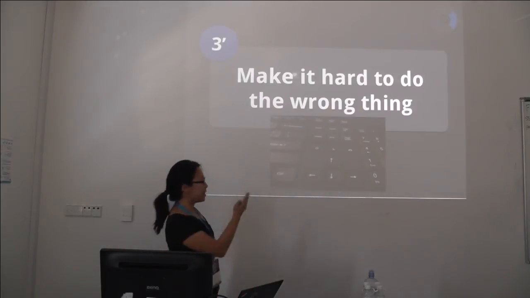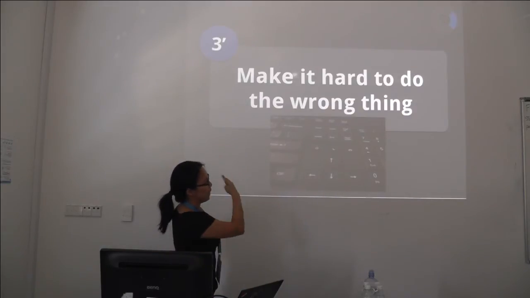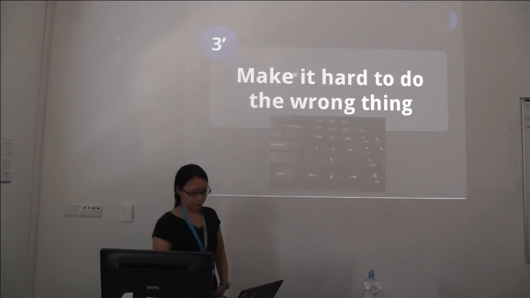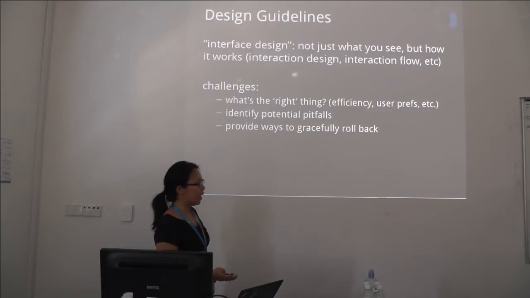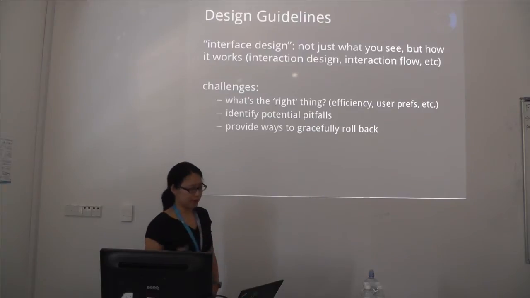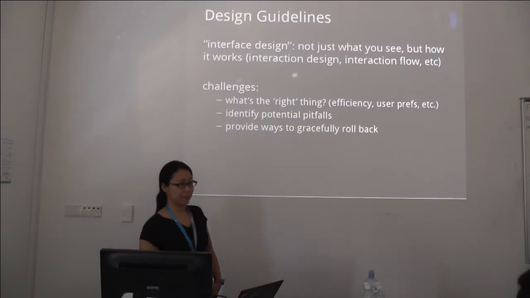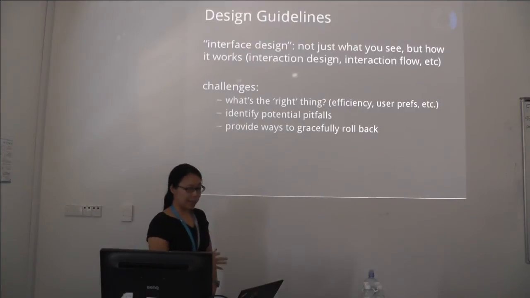This is a bad example of making it really easy to do the wrong thing, right? And the idea is that if you do have to do that for whatever reason, there should be ways to gracefully roll back. With those power buttons, once you start the execution, it just has to finish. So that's not a great example, but it illustrates the point that you've got to be aware of these kinds of issues when you're designing the interaction flows.